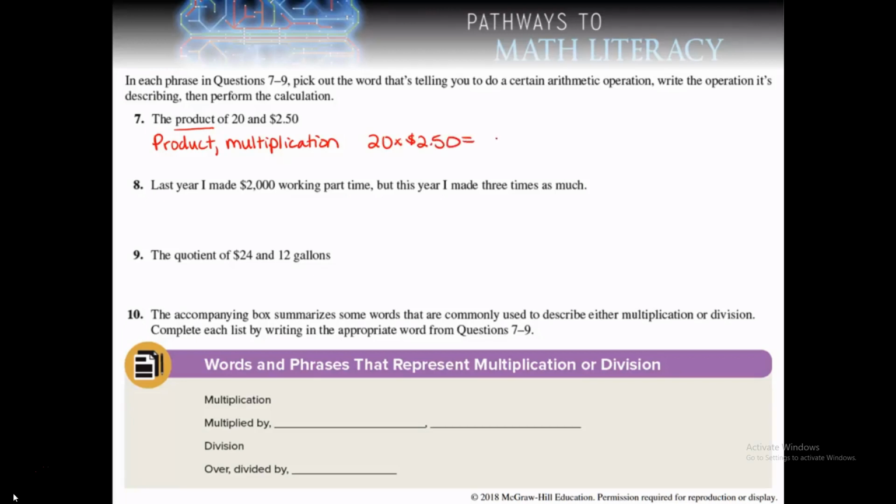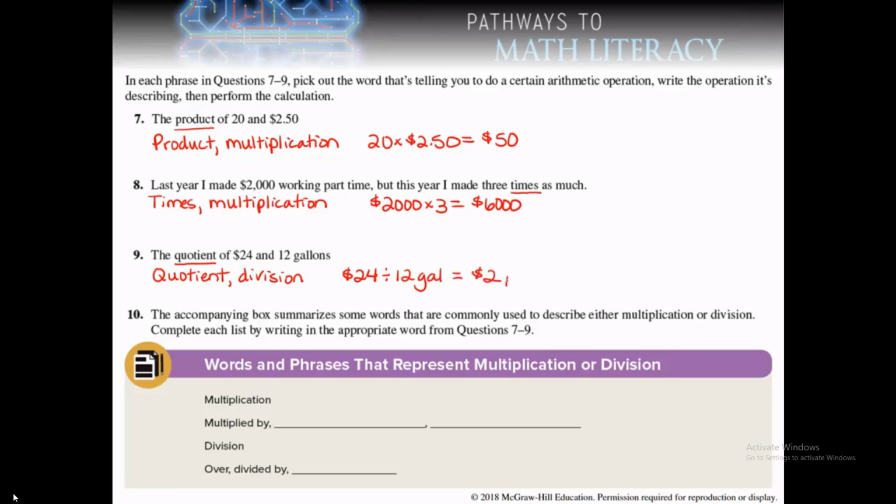For 8, last year I made $2,000 working part-time, but this year I made 3 times as much. So the word times also tells me to multiply. So I'll do 2,000 times 3, and that gives me $6,000. In 9, the quotient of $24 and 12 gallons. The word quotient tells us to divide. And so $24 divided by 12 gallons gives me $2 per gallon.